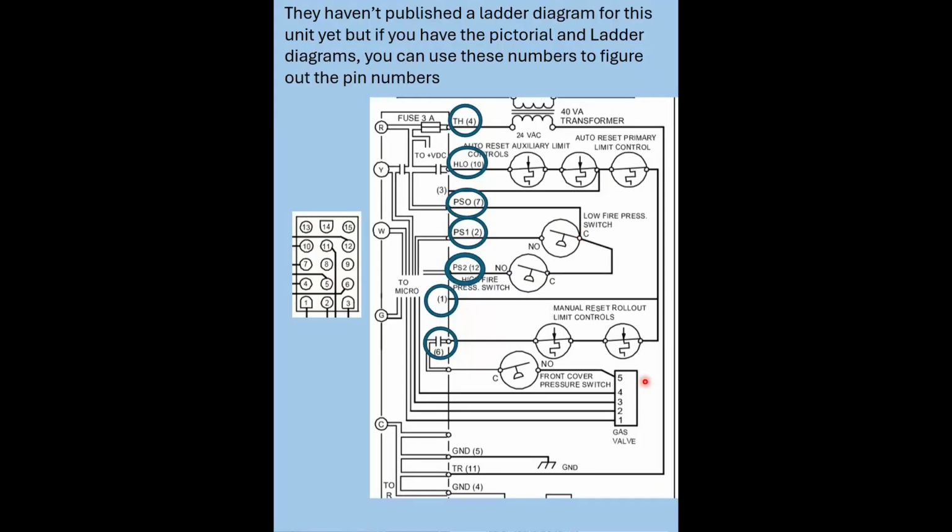They haven't published a ladder diagram for this unit yet, but if you have the pictorial and ladder diagrams, you can use these numbers to figure out the pin numbers, because all of these numbers right here are one of these wires in the 12 pin, in this case 15 pin plug, but in this furnace actually it only has 12, but this is from another furnace just so I could show you that those numbers are one of the pins, and each one of these numbers is a pin in the plug.